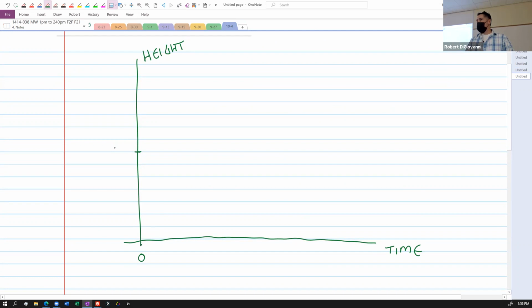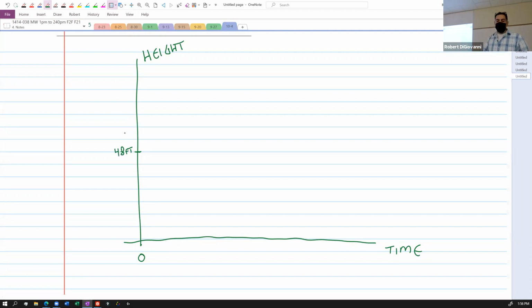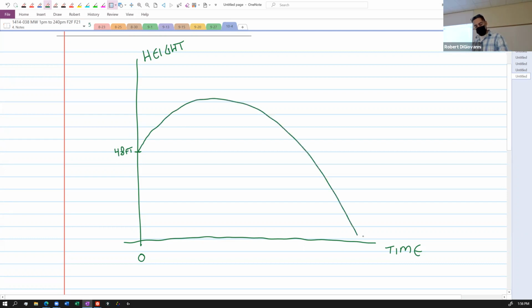So when I let it go out of my hand, how high was the rock? 48 feet, right? By the way, I'm neglecting the fact that I might be standing; 48 feet is where the rock left my hand, okay? So the rock is thrown up, right? As time goes on, the rock goes up, comes back down, and hits the ground, like this. That's the picture of what we have.